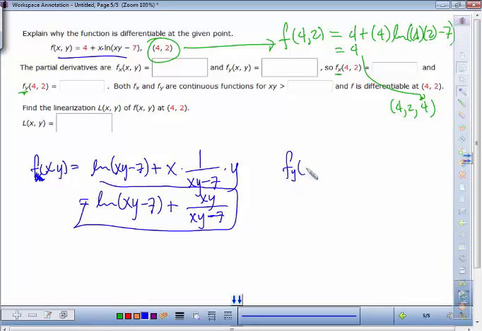Let's find the partial derivative of f with respect to y. The derivative of 4 is still going to be 0. X is a constant now, so I can leave x out there, and now just take the derivative of ln of xy minus 7. We already did that, except when we did it, we took the derivative with respect to x. Now we need to take the derivative with respect to y. So it's 1 over that thing times the derivative of that thing with respect to y, which is x. So that's going to give us an x squared in the numerator.